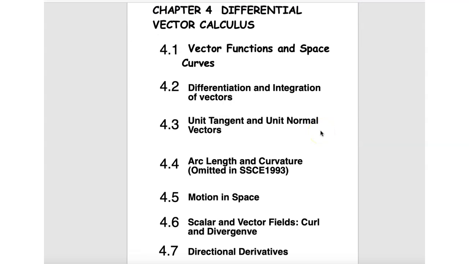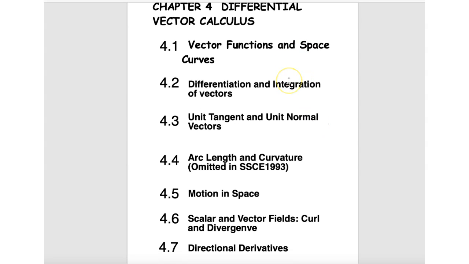Okay, hi all. So now we start with the new chapter, which is chapter 4. I would say that chapter 4 has nothing to do with chapters 1 to 3. But even though it has nothing to do with the previous functions that you have learned, the idea and the concept will be the same, because in chapter 4 you will deal with a new type of function, which we call a vector function.